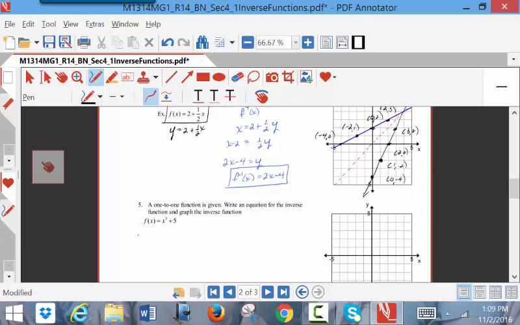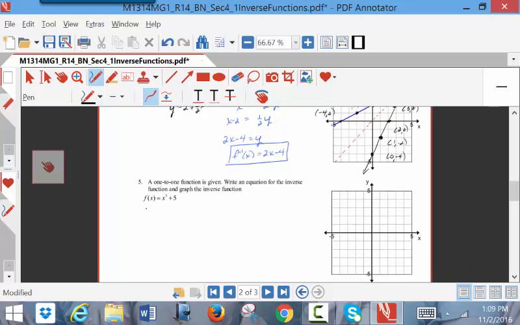A one-to-one function is given. Write an equation for the inverse and graph it. So to write the inverse, first I'm going to take the original function out of function notation. Then when I'm ready to do my inverse function, I'm going to flip the x and y variables. So now this is x equaling y cubed plus 5. Oh, it's a cubed. I'm sorry. Let me switch it out. It's a cubed. There we go. So I've got to solve it for y.